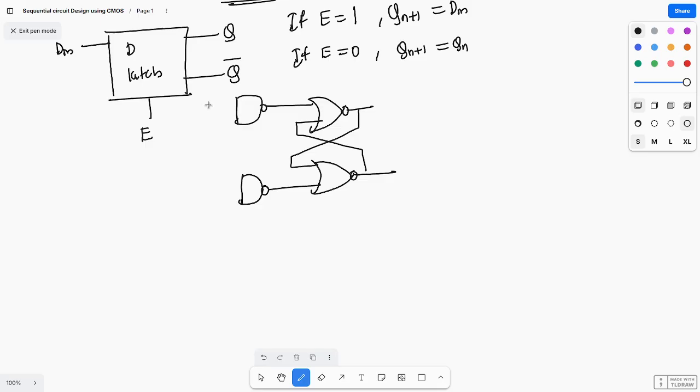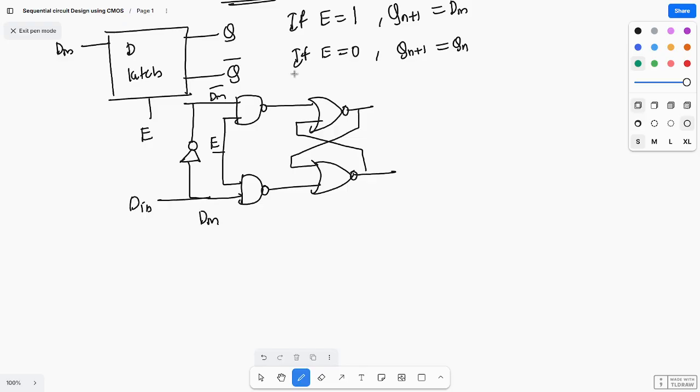Here this is the input. The input is connected through an inverter. Here you are giving the D input, and this is enable. Let us take enable. And here what you are getting: this is D in, and this is D in bar.